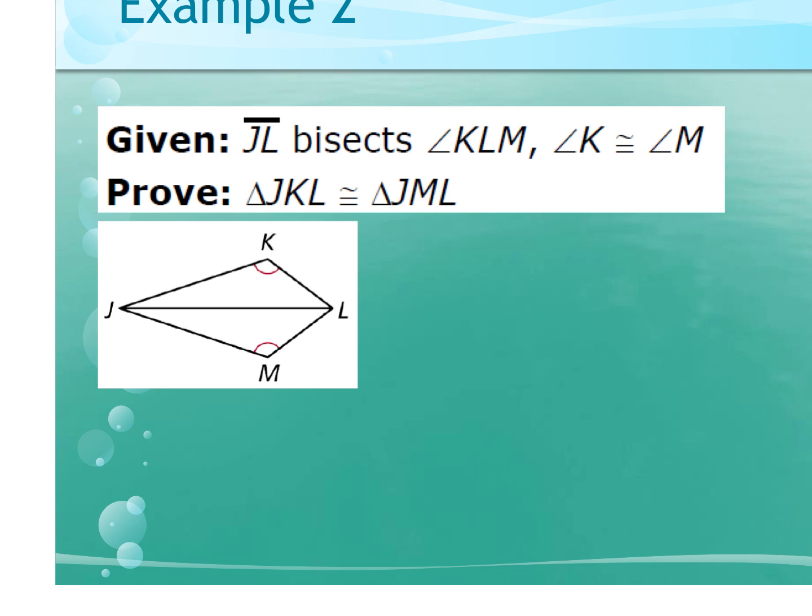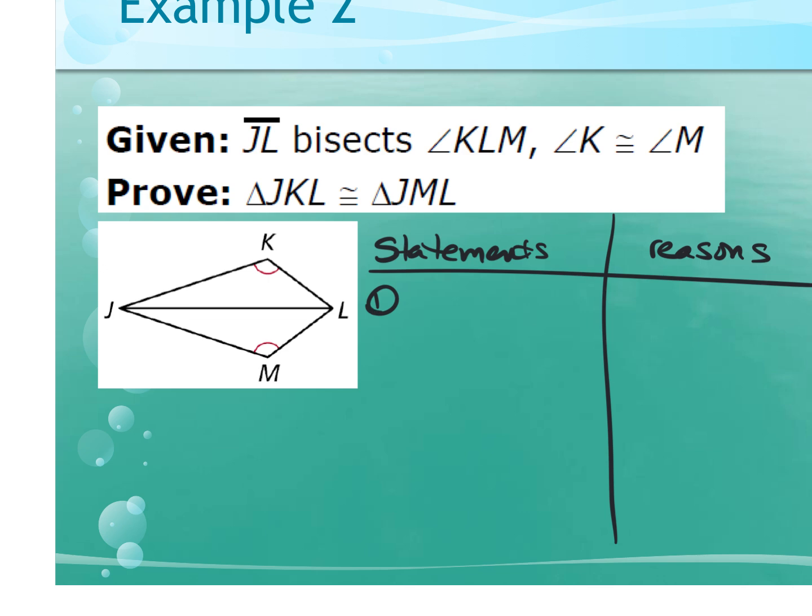So again, it wants us to write a proof. So let's set up your statements and your reasons. State the given. JL bisects angle KLM, and angle K is congruent to angle M. So they've added in the K and the M for us, the congruency marks.